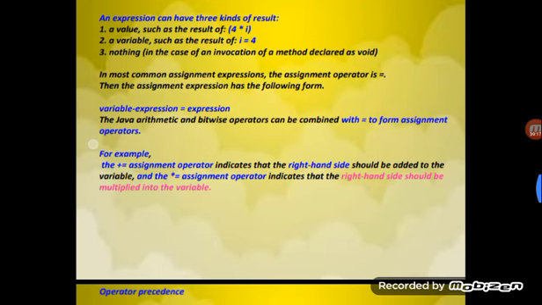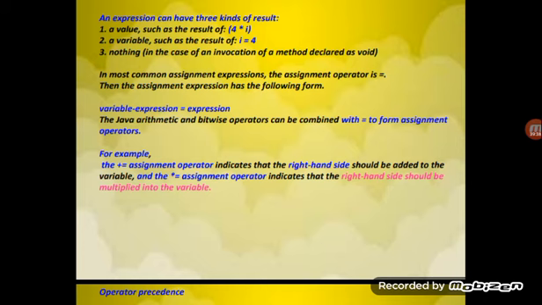After that, an expression can have three kinds of results. That is a value, such as the result of 4 times I; a variable, such as the result of I equal to 4, whenever you have to develop a program on a multiplication table; or nothing, in case of an invocation of a method declared as void.